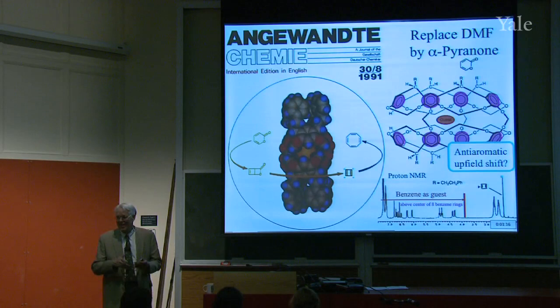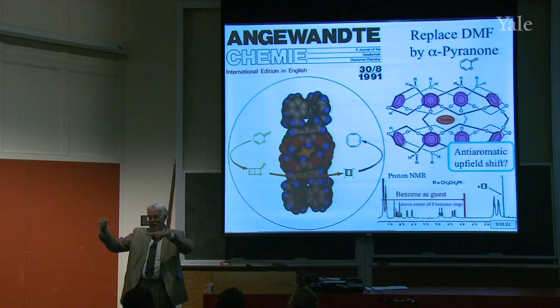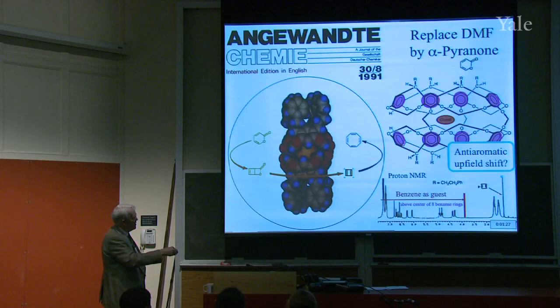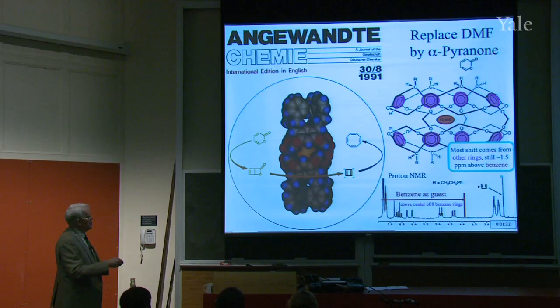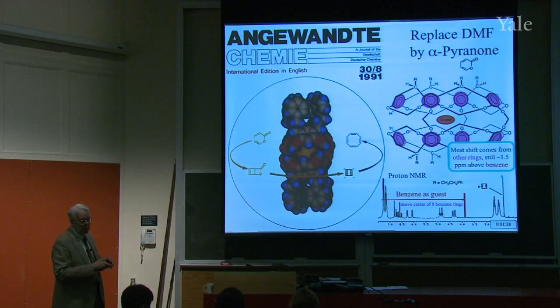Remember, when you have something above a benzene ring, it shifted upfield. If it's out beside it, it's shifted downfield. But this, the one that's in the middle, is above all. So some of that shift must be due to this same effect that makes benzene go up. So most of the shift comes from the other rings. Still, it's about 1.5 parts per million above benzene. So it is shifted upfield and is anti-aromatic. So that's what I wanted to show you.